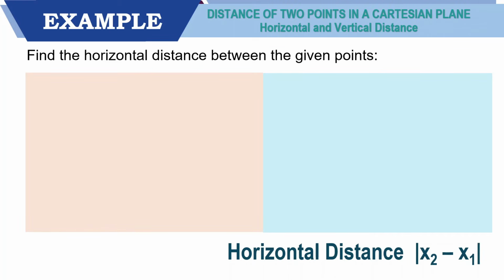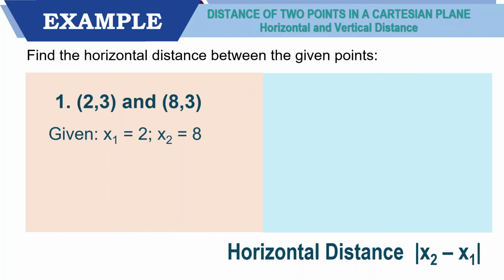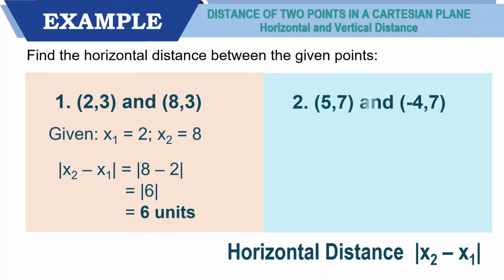Let's try other examples. Let's find the distance between 2, 3 and 8, 3. Notice that the y coordinates are the same, so this is just going to focus on the horizontal distance. X sub 2 minus x sub 1 is equal to the absolute value of 8 minus 2, which is equal to the absolute value of 6, which is 6 units.